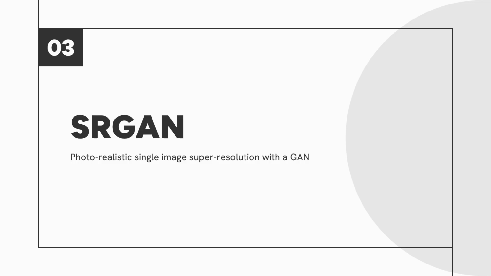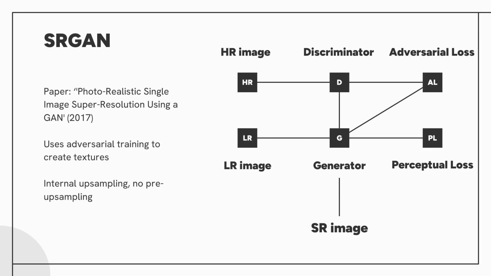Now, let's move to our main topic, SRGAN. SRGAN, published in 2017, revolutionized super resolution by introducing adversarial training. Instead of pre-upscaling inputs, SRGAN performs internal upsampling and focuses on perceptual quality rather than pixel-wise accuracy.